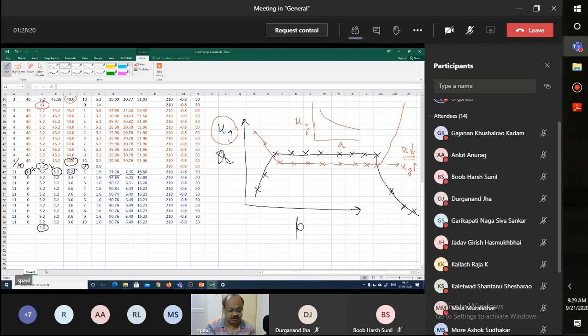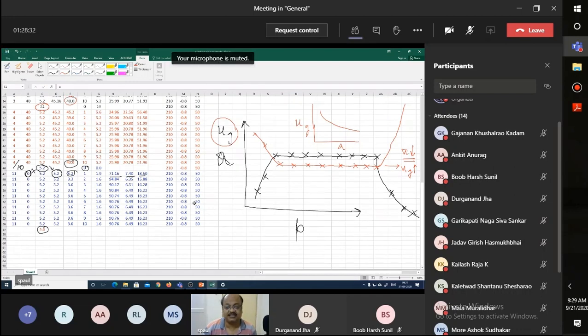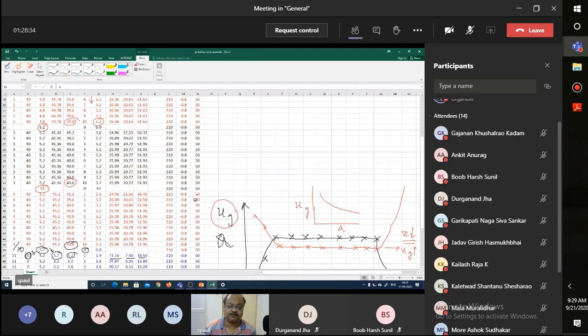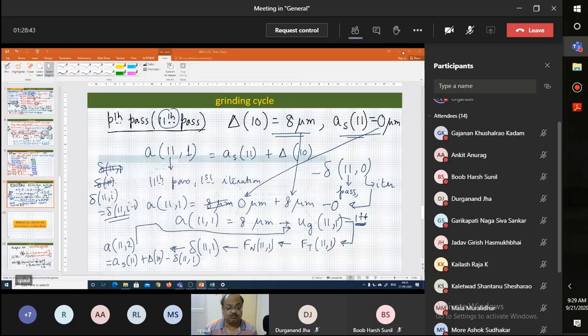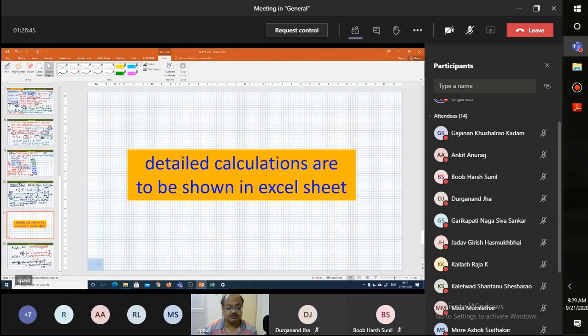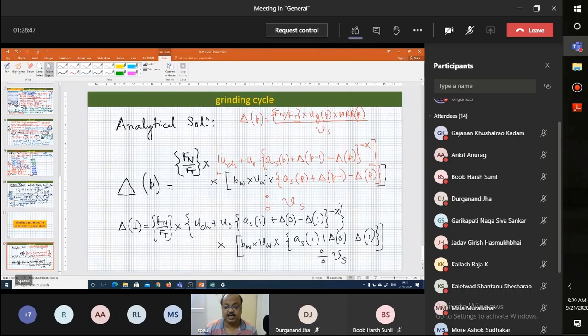So this is what we were talking about. Now we will go into the analytical solution. I will post this Excel sheet in Microsoft Teams, maybe by tonight. Now, detailed calculation shown, grinding cycle, actual solution, analytical solution.